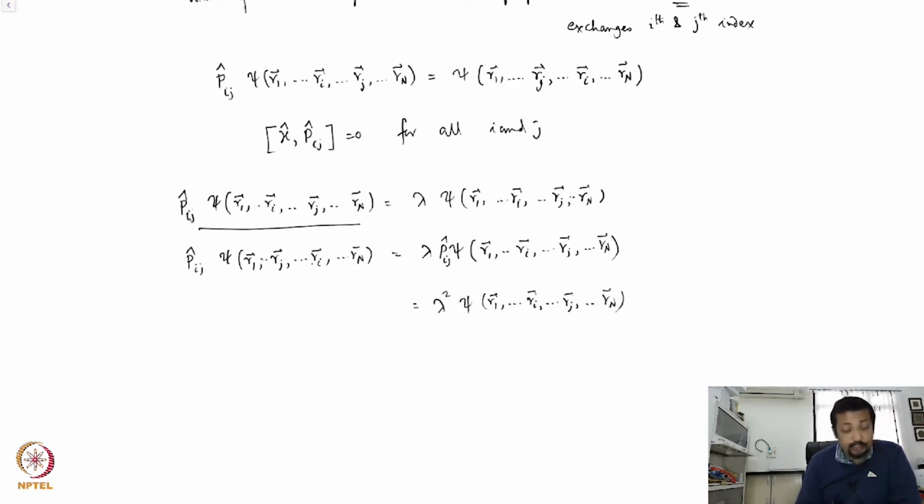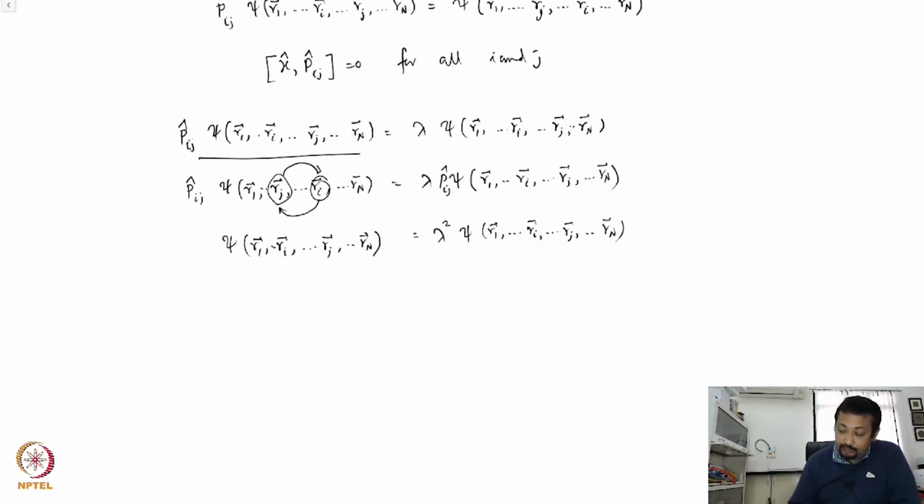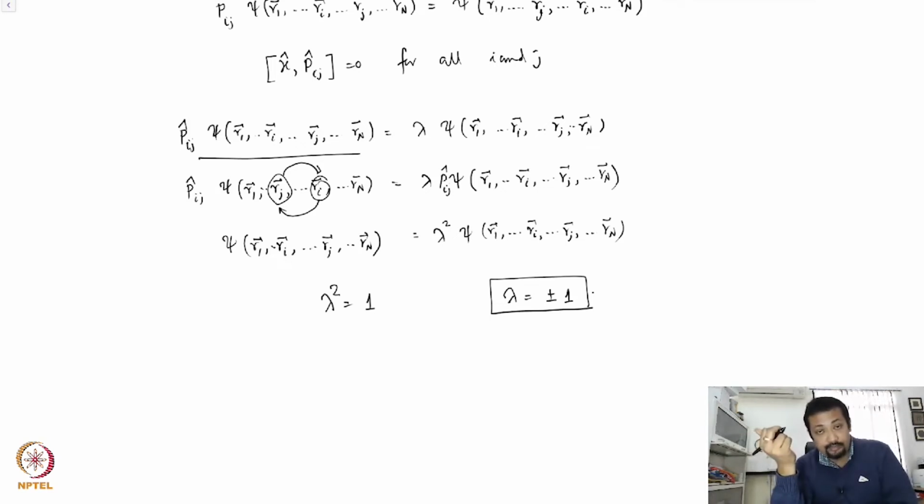The left hand side, what will it do? It will again interchange this and put it back here and bring it over here, so that you get back the original wave function that you started off with. And this essentially tells you that lambda square is equal to 1, so that lambda is equal to plus minus 1. So it can have either a plus 1 eigenvalue or a minus 1 eigenvalue.